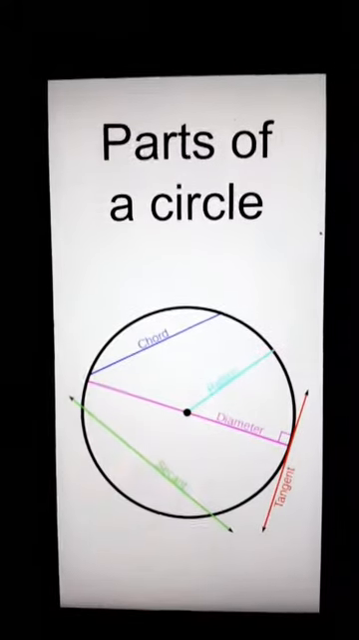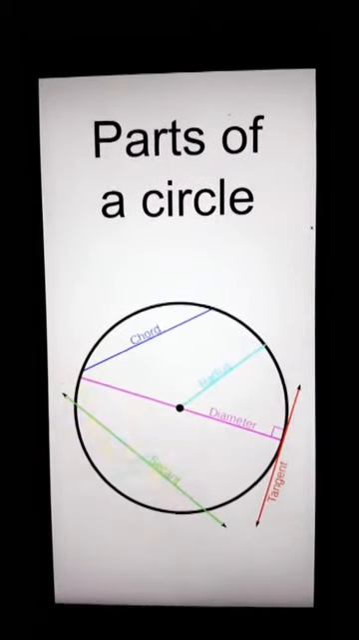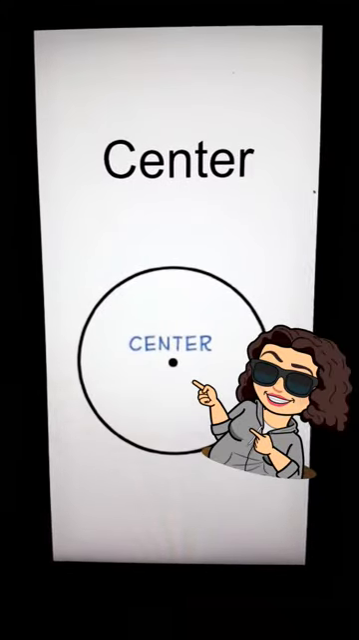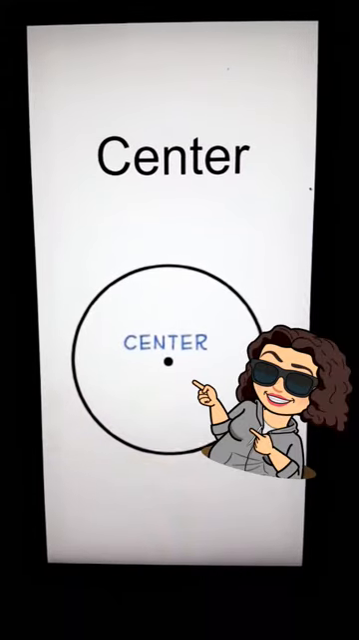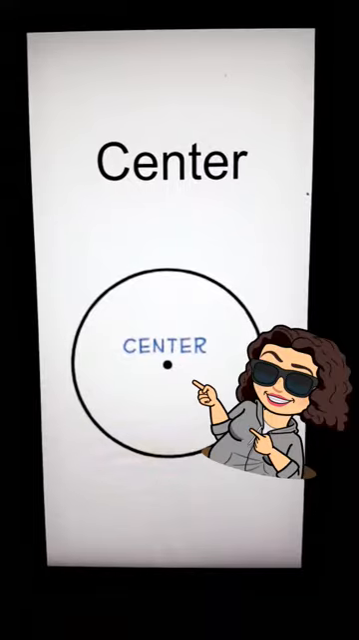Hey guys, so this is a really important clip. You have to make sure you know the center, diameter, radius, chord, secant, and tangent of a circle. Remember that the center of the circle is always, of course, in the center. Whatever letter is next to that dot is what the circle's called. So if it's P, it'd be circle P.